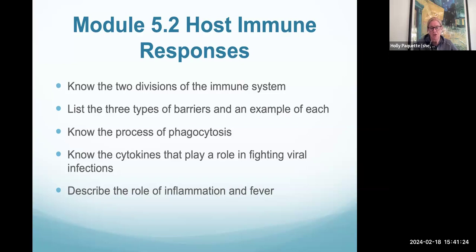By the end of this, you should know the 2 divisions of the immune system. You should be able to list the 3 different types of barrier defenses that the body has and give an example of each type of barrier. Also understand the process of phagocytosis. Know the cytokines that play a role in fighting viral infections, and we'll talk about 2 specific ones that we think of, especially with viruses, and also be able to describe the role of inflammation and fever in helping you fight off an infection.